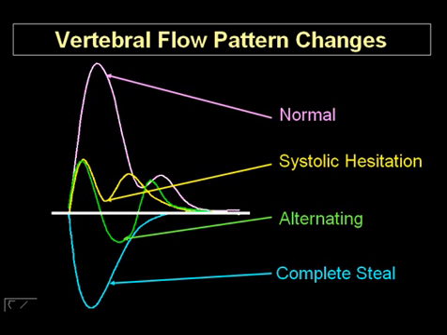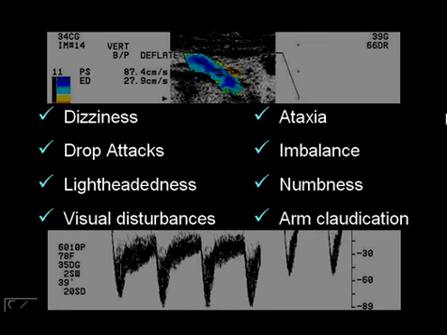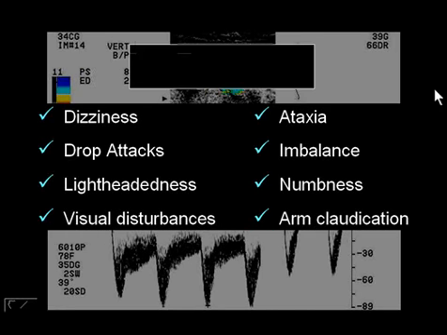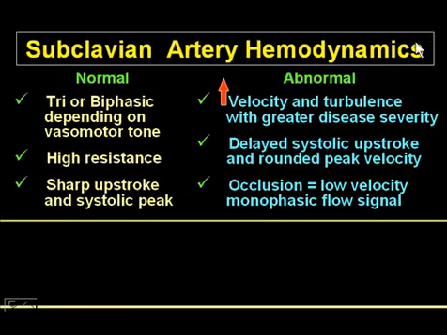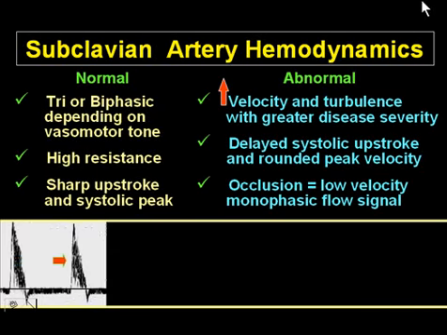Some patients, if they can, you can allow them to exercise while evaluating the changes in the vertebral artery. And again, if the subclavian artery stenosis is hemodynamically significant, you really should see some changes within the vertebral artery. Again, these are some of the symptoms associated with vertebral artery disease. Posterior circulation symptoms include dizziness, drop attacks, lightheadedness, visual disturbances, and these are a few of the other symptoms associated with patients with this type of disease. When they present, you really should be evaluating the subclavian artery.